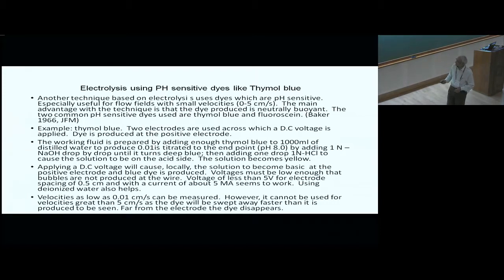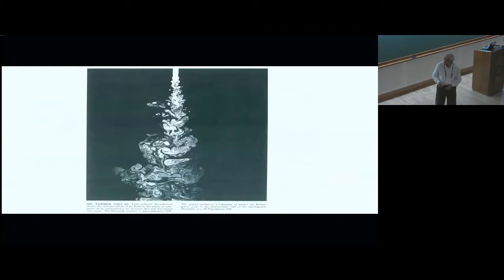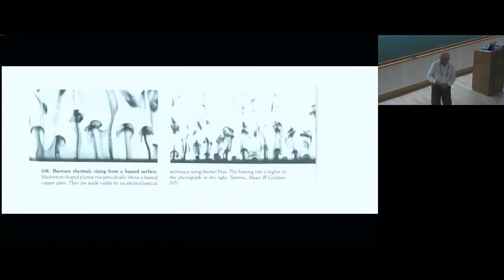So typically, one uses either Thymol blue or fluorescein, and this technique is very nicely described in this paper by Baker in 1966. And clearly it cannot be used for velocities greater than about 5 centimeters per second. So this is an example of Thymol blue technique used by Sparrow, Husar, and Goldstein for Rayleigh-Bénard convection, in fact.